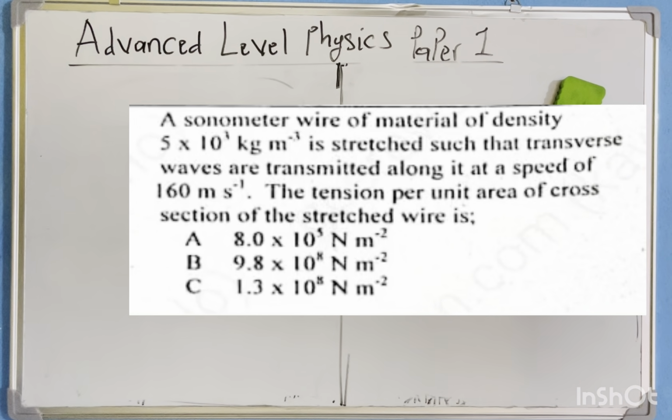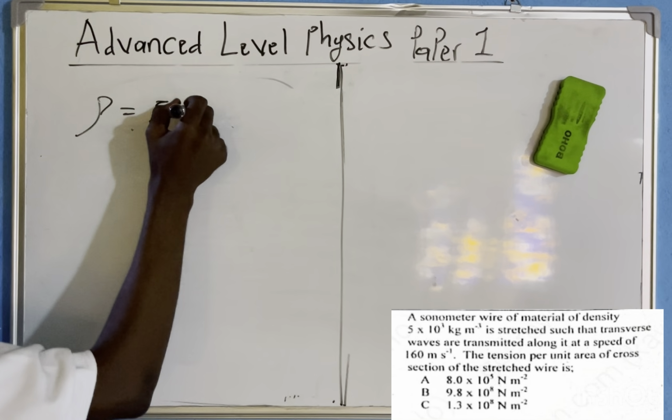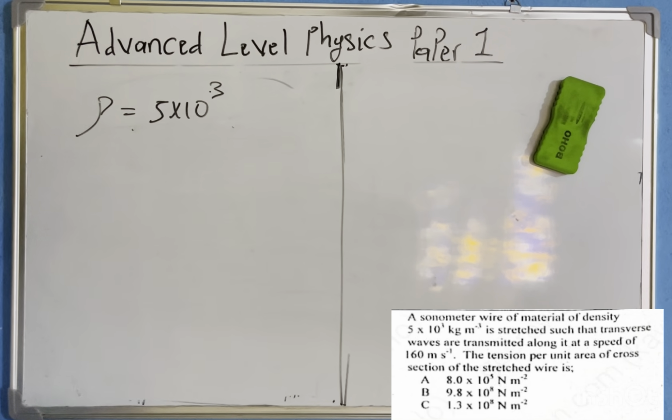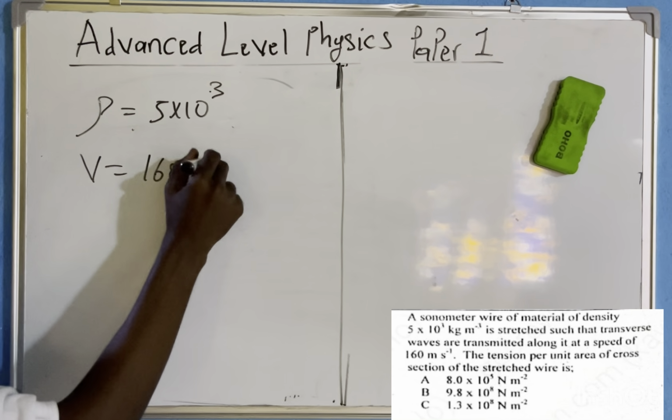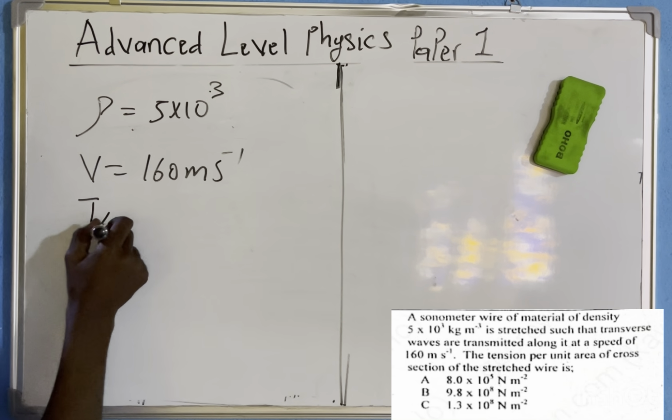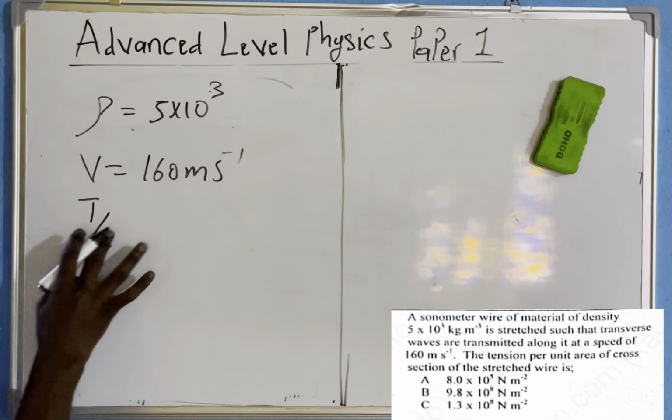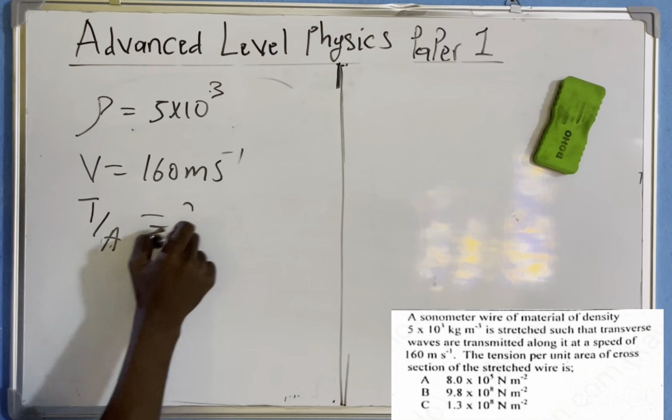Now the next question, we are having a sonometer wire of material density 5 times 10 to the 3, which is stressed such that transverse waves are transmitted along it, and we are having the speed, which is 160 meters per second. We are asking for the tension per unit area of the cross section of the material.